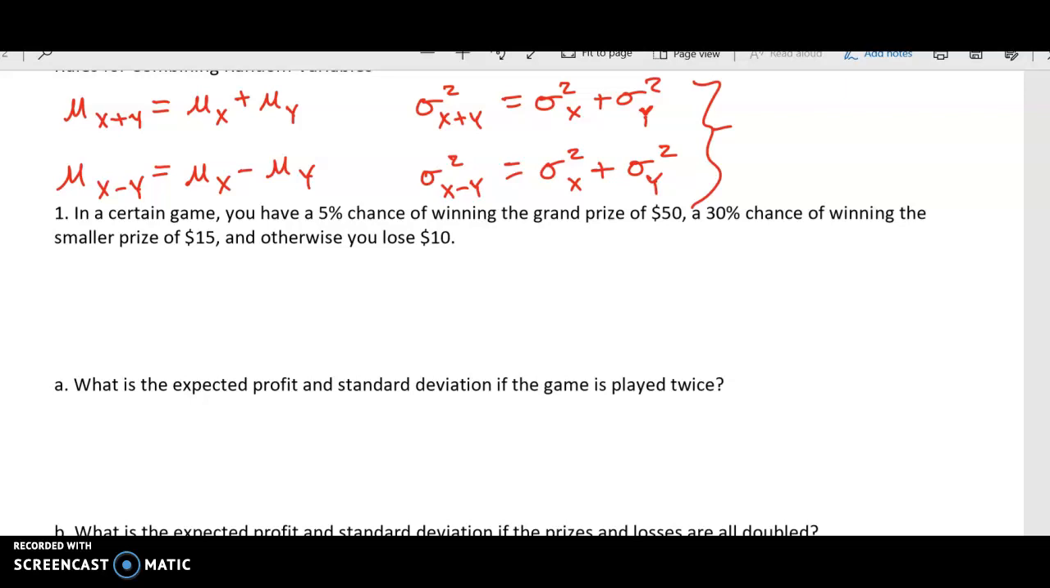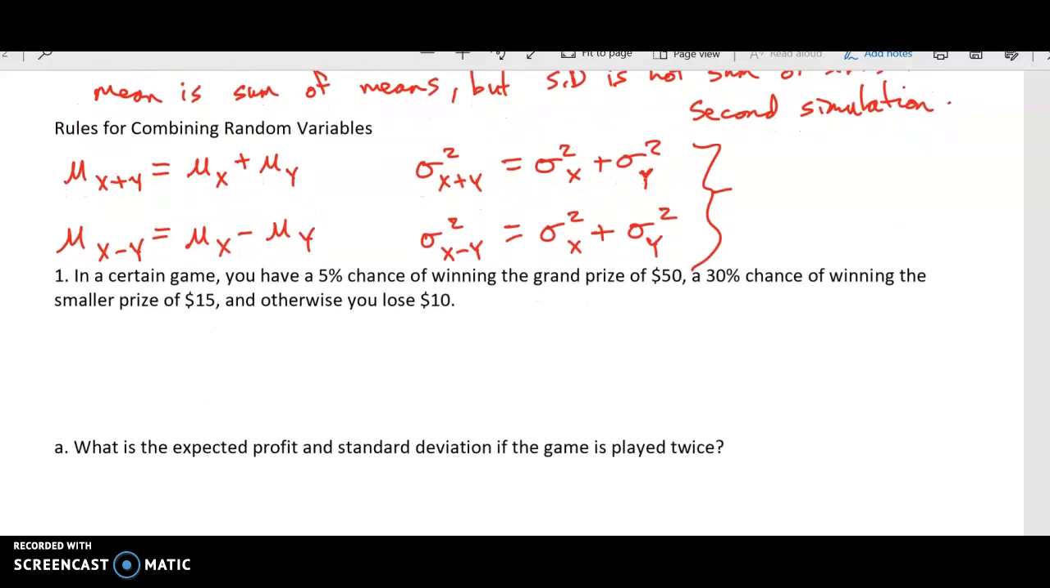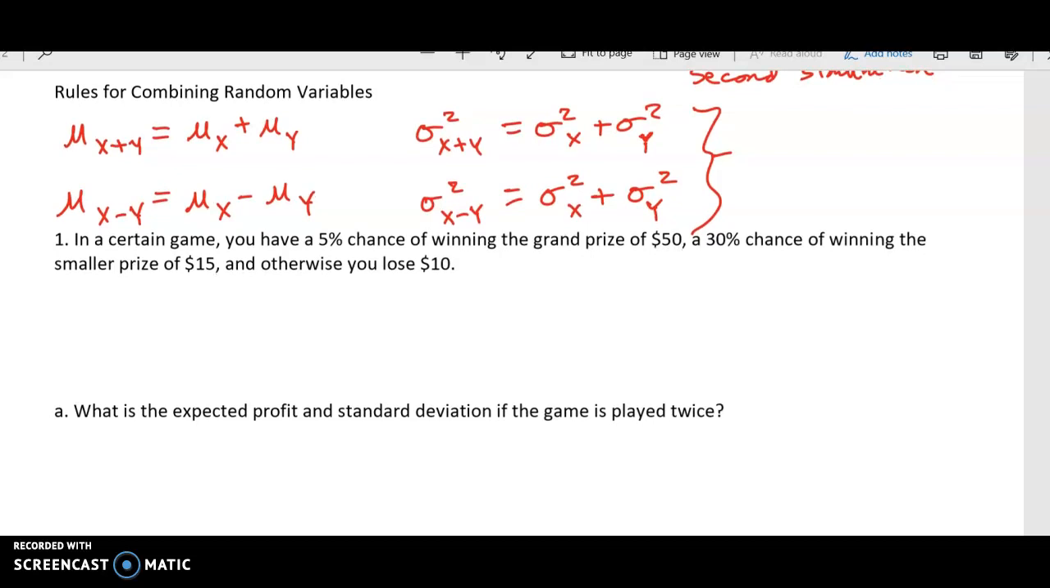Alright, so that first video ended off with these rules for combining random variables. Didn't have time to squeeze in this example and I didn't want to rush it.